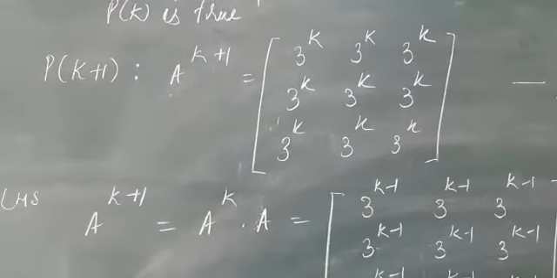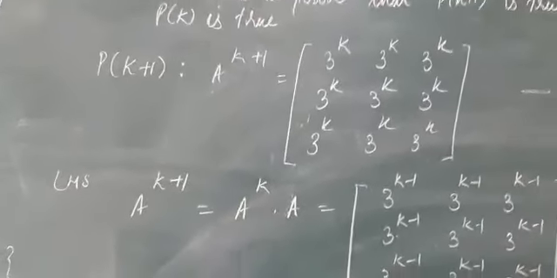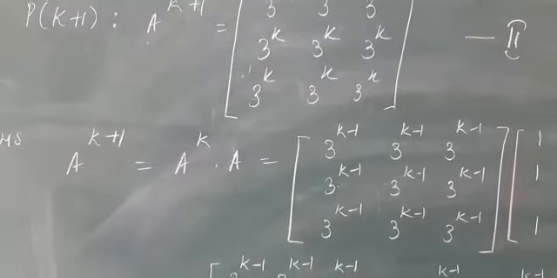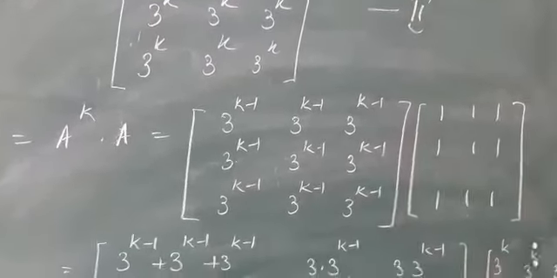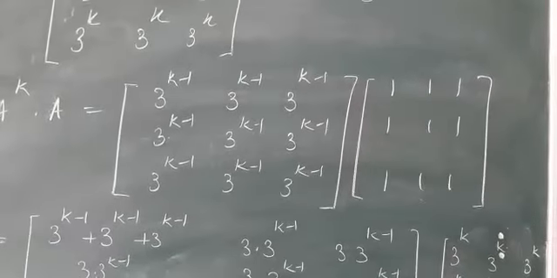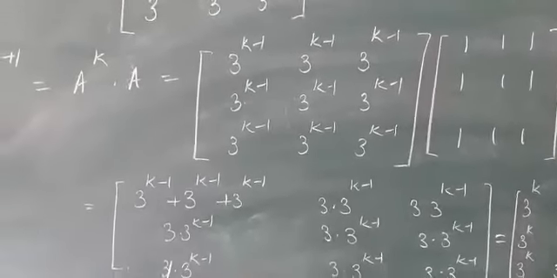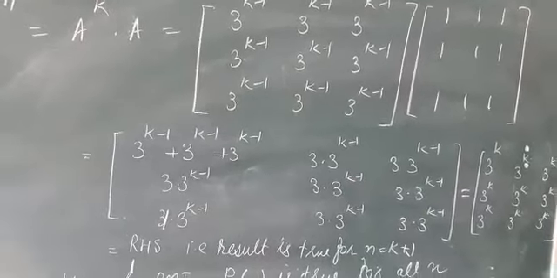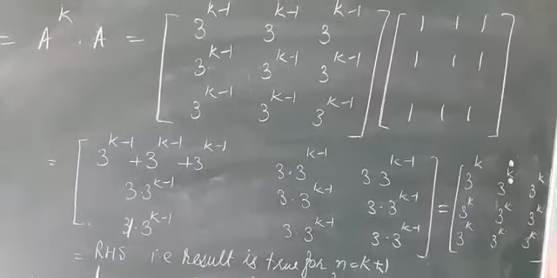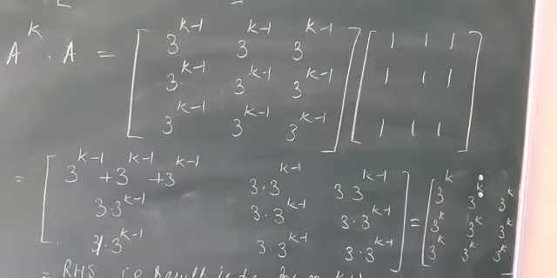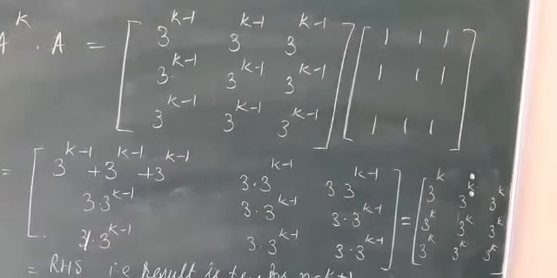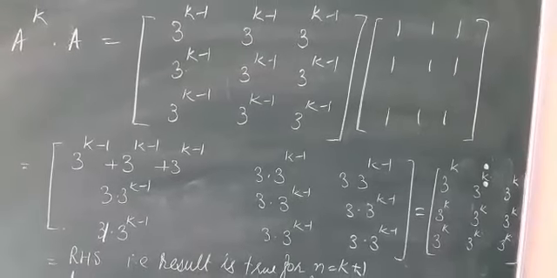Now, taking the left hand side, A raised to the power k plus 1 can be written as A raised to the power k into A. Now from the first equation, put the value of A raised to the power k as the matrix with each entry 3 raised to the power k minus 1, into the matrix of all 1s, that is your A matrix, meaning A raised to the power 1. Then by using matrix multiplication, I got 3 raised to the power k minus 1 plus 3 raised to the power k minus 1 plus 3 raised to the power k minus 1, which can be written as 3 times 3 raised to the power k minus 1.